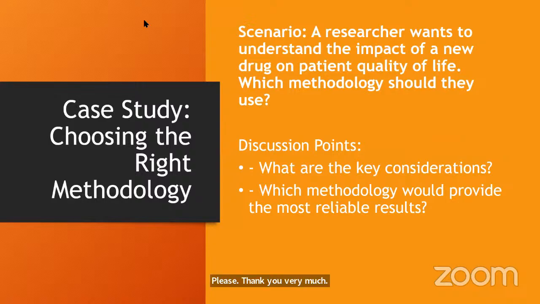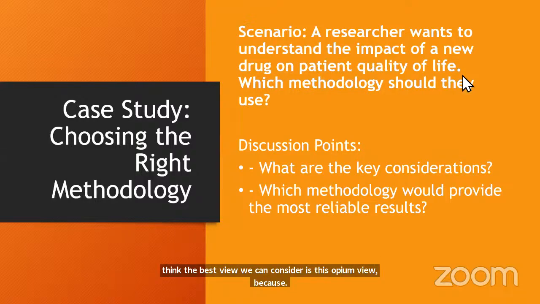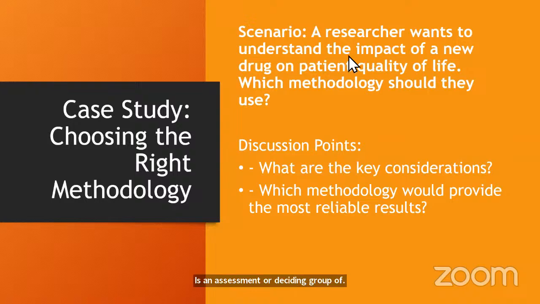Yeah, you can. Okay. So, if a researcher wants to understand the impact of a new drug on a patient, I think that the best review we can consider is the scoping review because it's an assessment of the size and the scope of the research that we want to do. And then it is also used to explore a new or emerging topic. So since this is a new drug we want to try on the patients, then we can go in for the scoping review. Thank you.